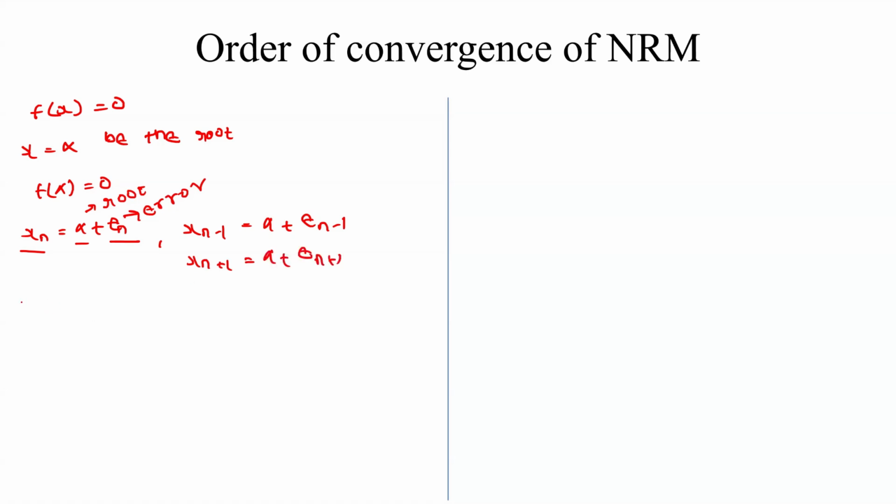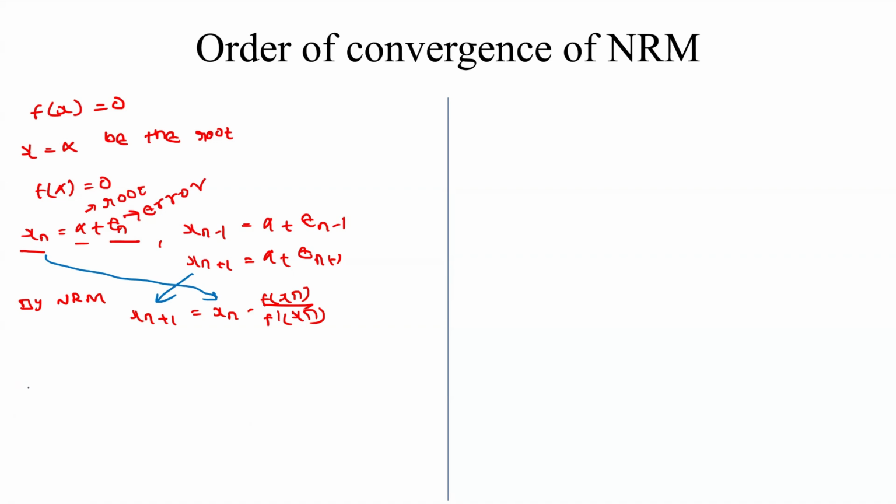By Newton Raphson method we have that xn plus 1 is equal to xn minus f of xn by f dash of xn. Then from this formula we need to derive the order of convergence. Now these equations need to be substituted here.